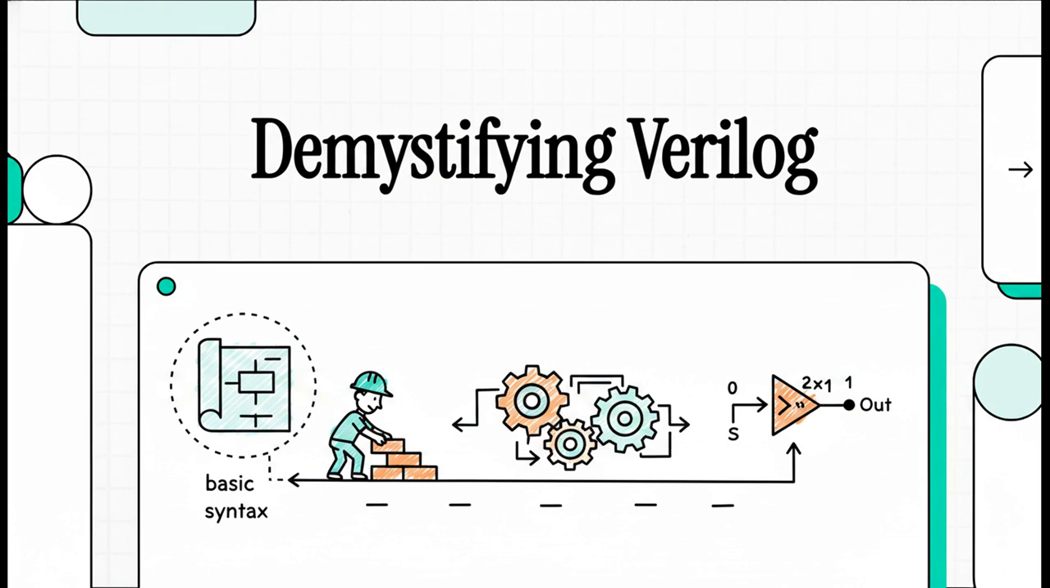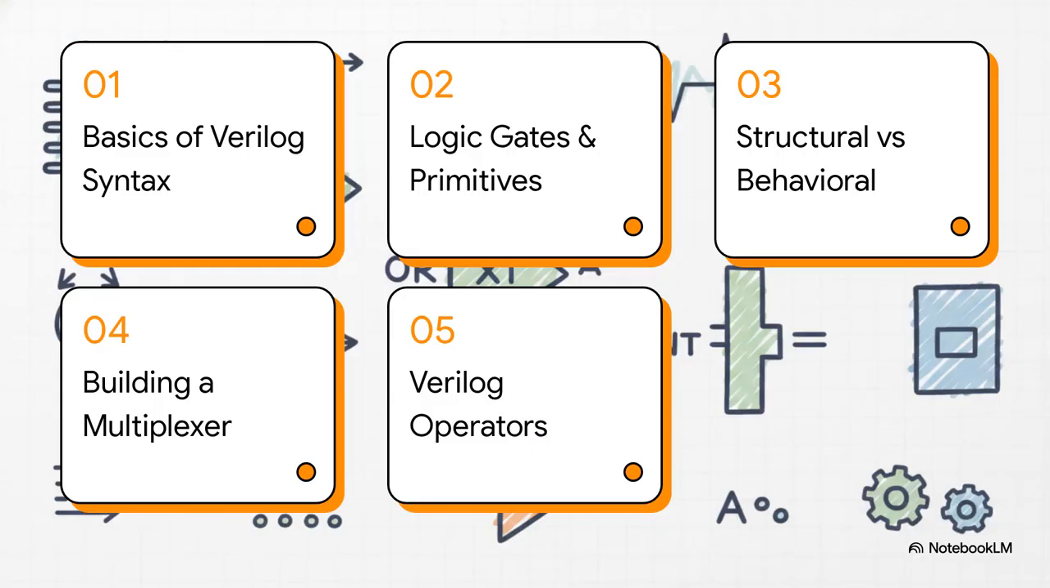We'll start by learning the absolute basic syntax, basically the ground rules of our construction site, and work our way all the way up to writing your very first fully functional hardware module, a multiplexer. Let's get started. Here's the roadmap for this explainer.